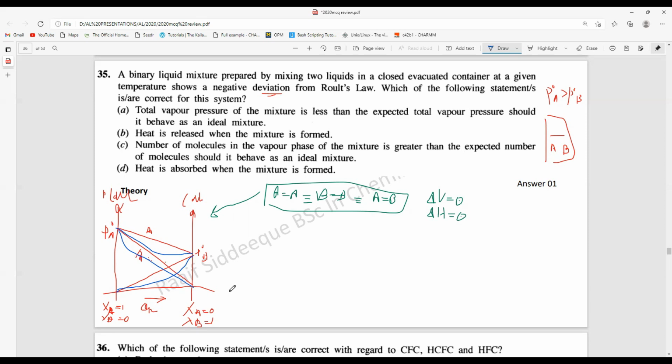So why is it a negative deviation? Because in this case, the interaction between AB molecules is greater than between AA molecules or BB molecules. Okay, so this is the situation, which makes this solution harder to evaporate. Because AB molecules are now more tightly packed than AA remaining alone or BB remaining alone in the solution. So initially AA nicely escaped from the system, BB nicely escaped from the system. But when you mix, now AB has a stronger bond than AA or BB. So now escaping is a little bit more difficult than the ideal case. That is why it shows a negative deviation.